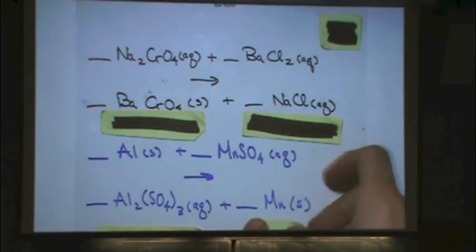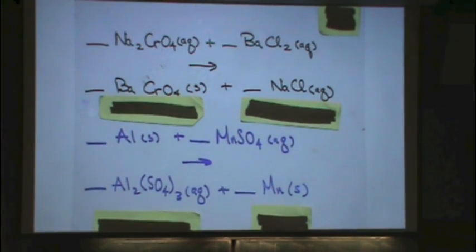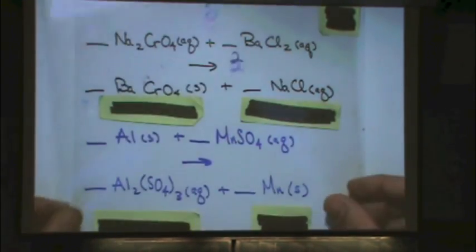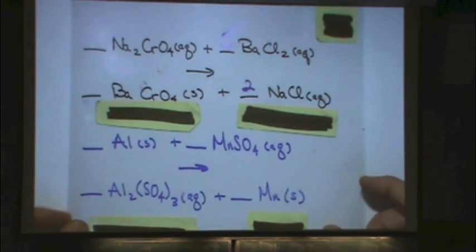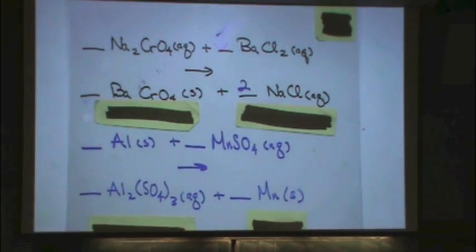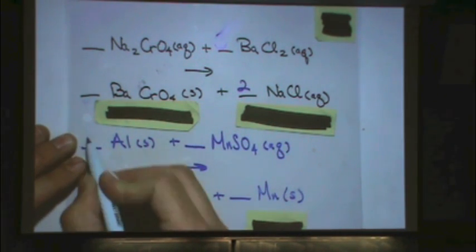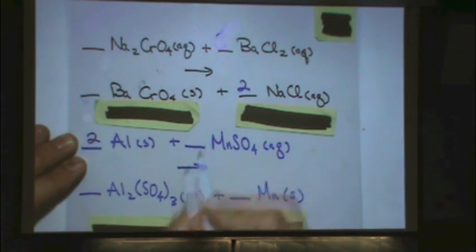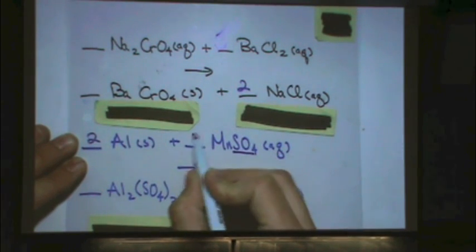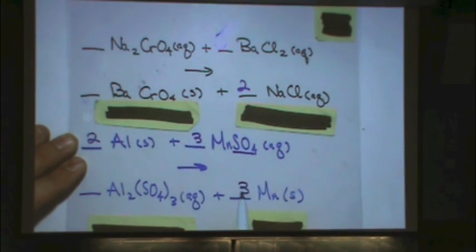And then the manganese is all by itself. Don't worry about the state symbols at this point. We're going to talk about state symbols in the next chapter. Okay, so let's balance this. This looks like the ugliest with the subscripts. So two aluminums, three sulfates. So three sulfates. And then we need three manganese.